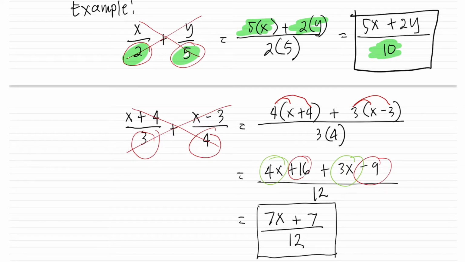Now we have another example here. We have x plus 4 over 3 and x minus 3 over 4. Again, we cross multiply, and then we multiply the denominator, and then we simplify. How do we simplify? We simplify by distributing. And what we're going to do next is we combine like terms.